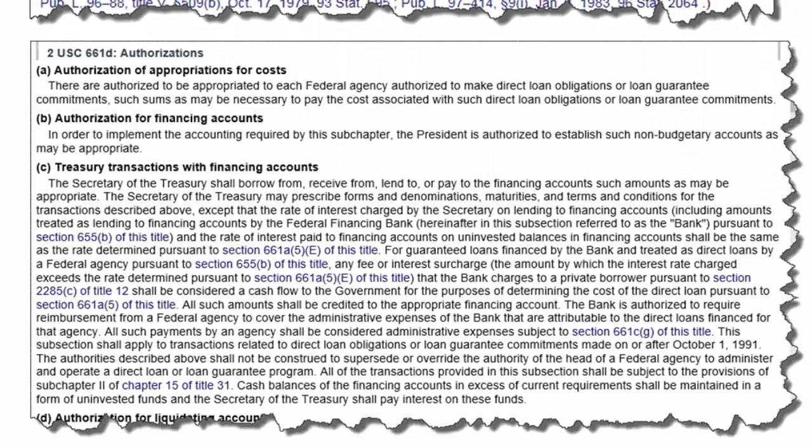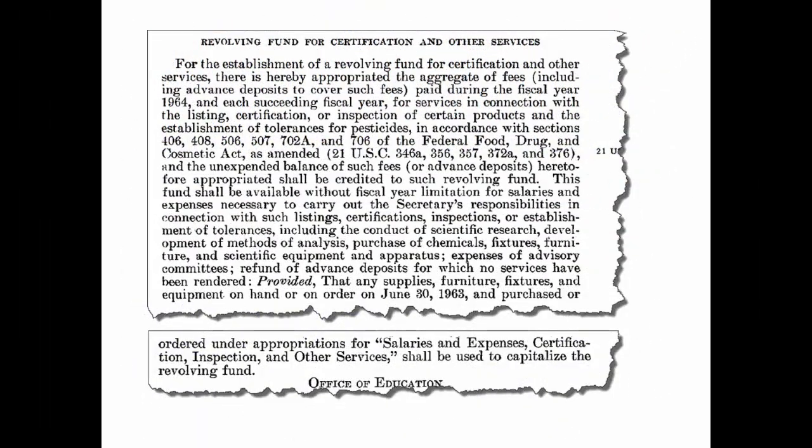Another business type service that Congress might authorize is a loan program. Here we see the generic authority under the Credit Reform Act to establish necessary financing accounts. This last example is the revolving fund for certification in FDA. Note the explicit without fiscal year limitation language provided.